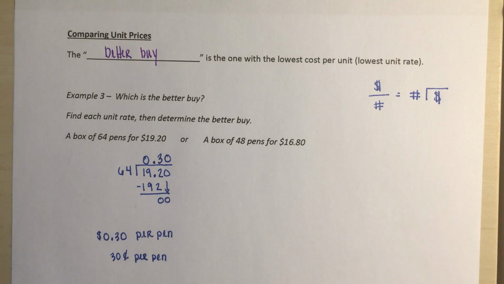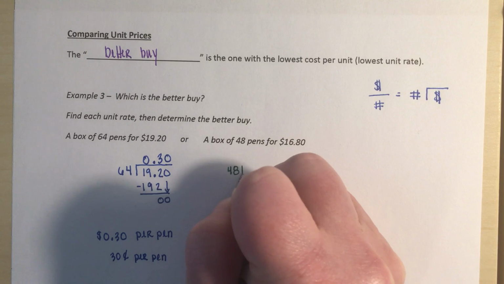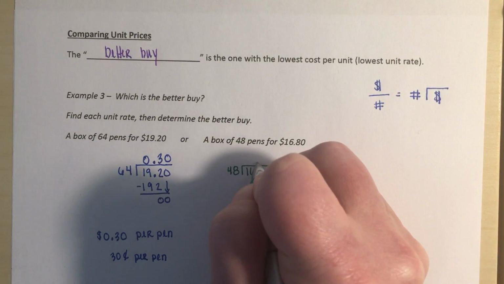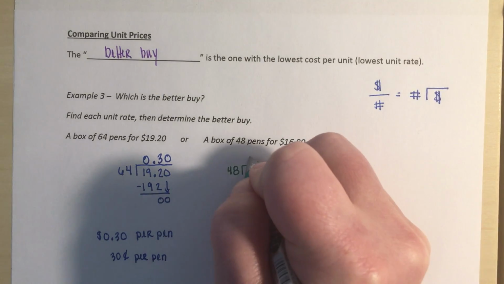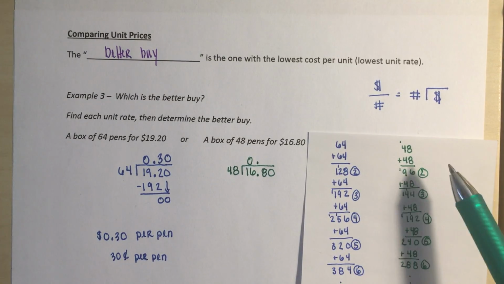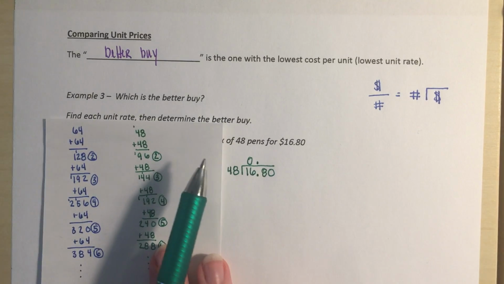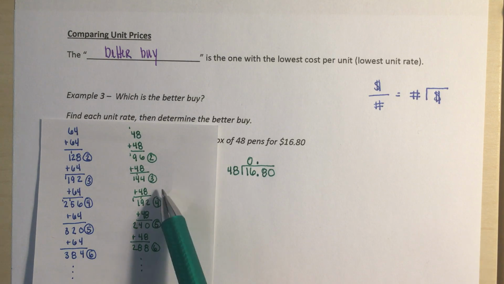Now we're going to do the same thing, and we're going to divide our box of 48 pens for $16.80. So 48 is going to go out front, $16.80. Our dollar amount goes inside. 48 does not go into 16. Again, we're going to use our handy dandy little list. I have it color coded here, so now we're going to use this green column. We want to get as close as we can to 168 without going over.